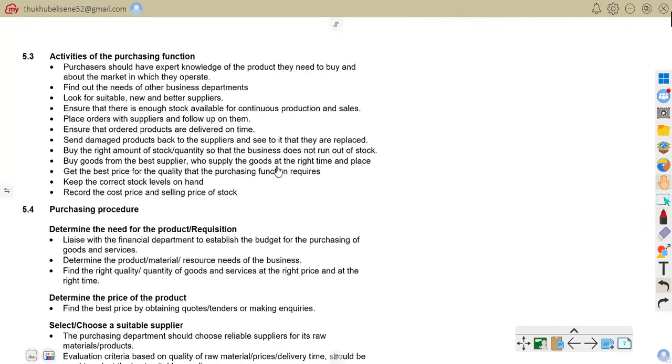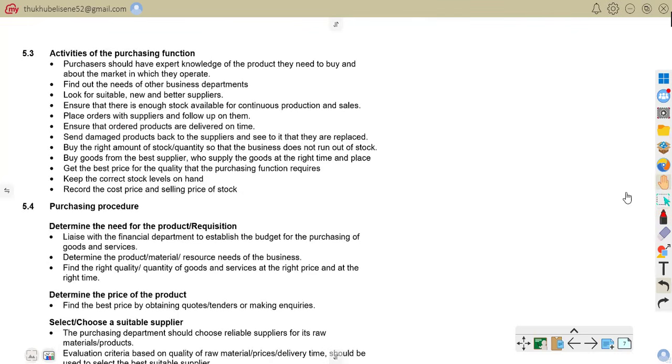So now we come to activities of the purchasing function. Activities of the purchasing function. Purchasers should have expert knowledge of the product they need to buy and about the market in which they operate. So they should have ground knowledge about the product that they are looking for, because they will find themselves with what? With a product that is full of problems, full of errors, or they will find themselves with an incorrect product if they don't have knowledge about the product.